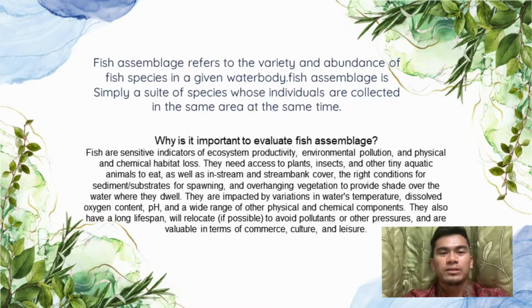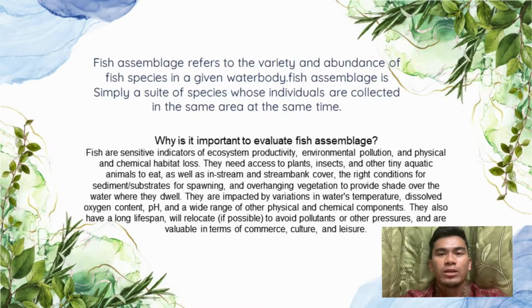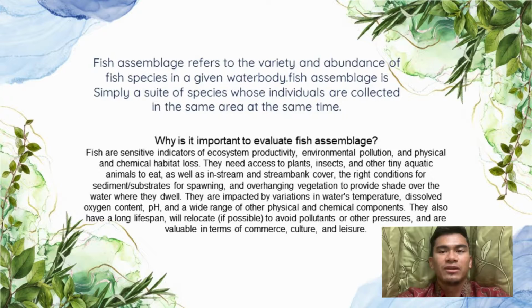For my part, I will explain the introduction. First, what is fish assemblage? Fish assemblage is simply a suite of species whose individuals are collected in the same area at the same time. It refers to the variety and abundance of fish species in a given water body.